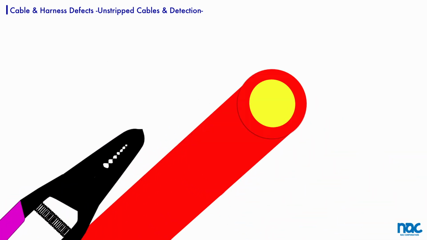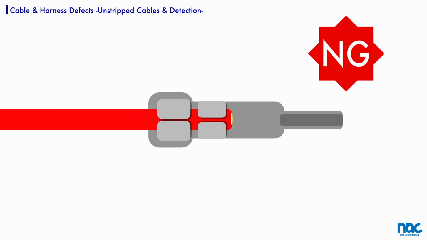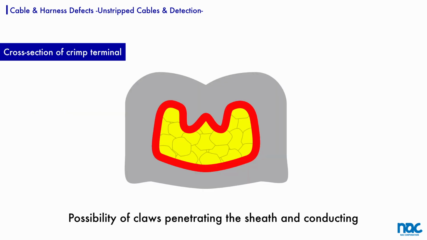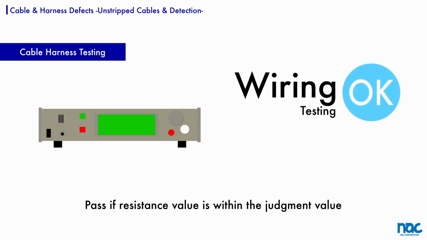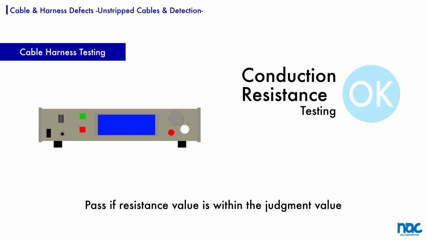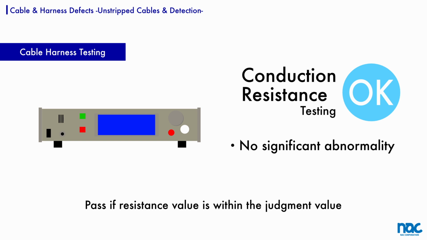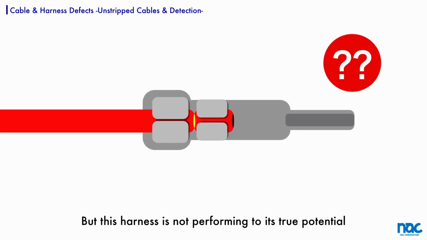Even unstripped cables may conduct depending on the terminal and the cross-sectional condition. The claws of a crimp terminal may penetrate the sheath. If the terminal and the cable are in contact at even a single point, the product will pass wiring testing, and there will be no significant difference in resistance. However, it is not performing its proper function.